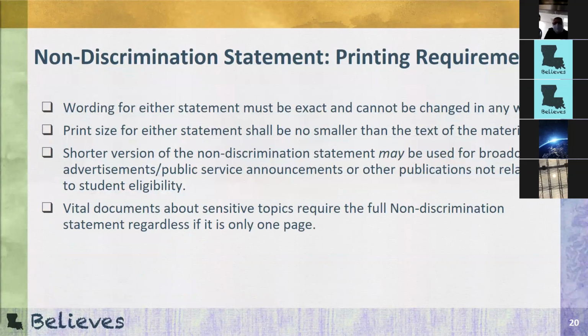There are a couple of requirements when printing the non-discrimination statement. The first printing requirement is that the wording for either statement cannot be changed. The second printing requirement is that the print size cannot be smaller than the text of the material. Also note that in auditory presentations, such as public service announcements, the shortened version may also be used, but the long version is required on any vital documents, even if it's only 1 page long.